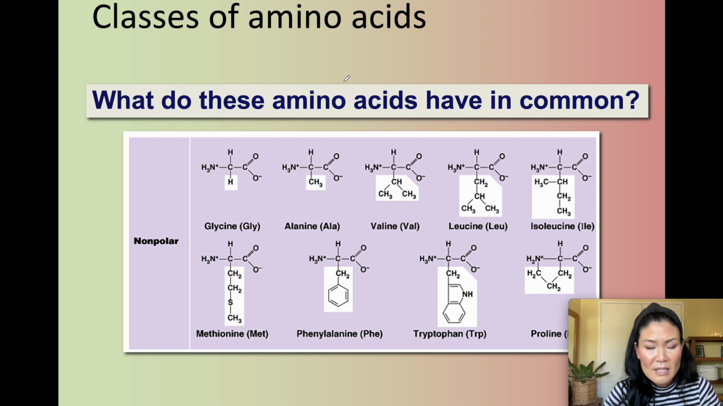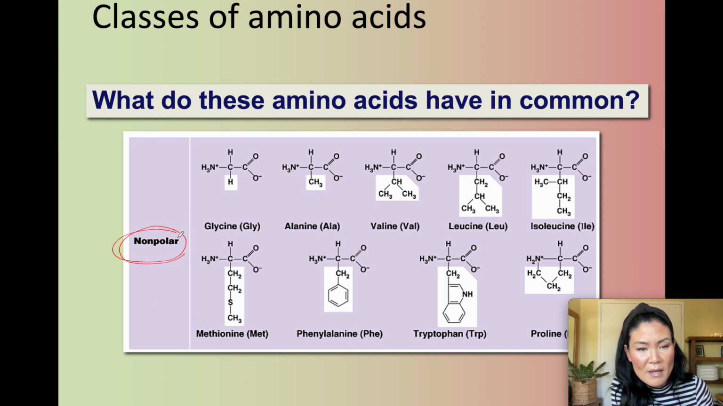And let's take a look at these 9 amino acids. These 9 amino acids are part of the nonpolar amino acids. Remember, all amino acids have the same basic structure. They all have an amine functional group, right? They all have a carboxyl functional group. They all have a central carbon atom. They all have a hydrogen atom. Where they differ are the R groups. Okay, the R groups are where they are different.